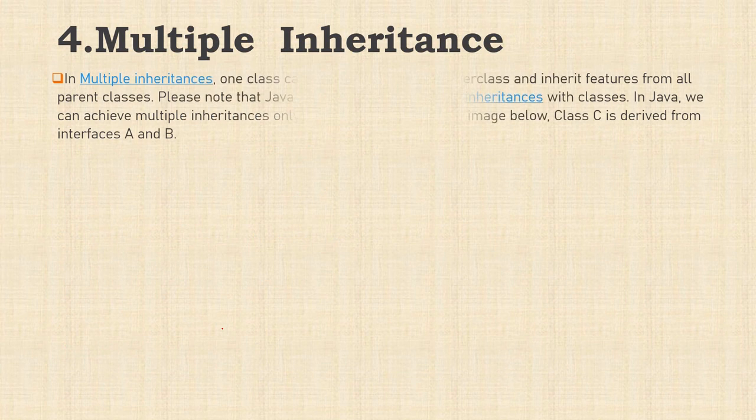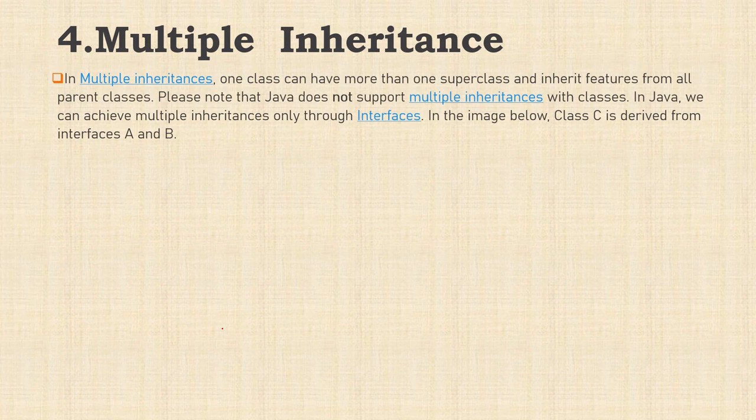So multiple inheritance we are going to see. In multiple inheritance, one class can have more than one super class and inherits features from all parent classes. So here more than one super class will be there, and the inheriting class will inherit the features from more than one parent class, more than one super class.